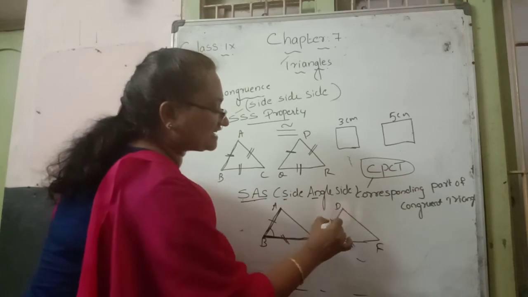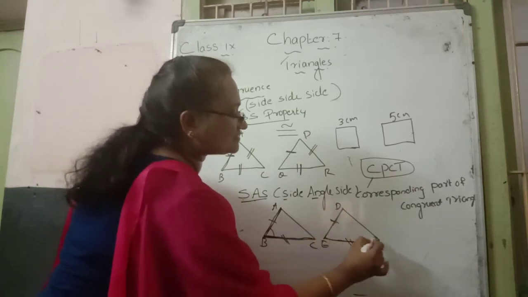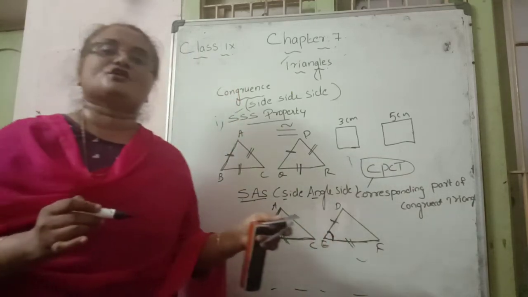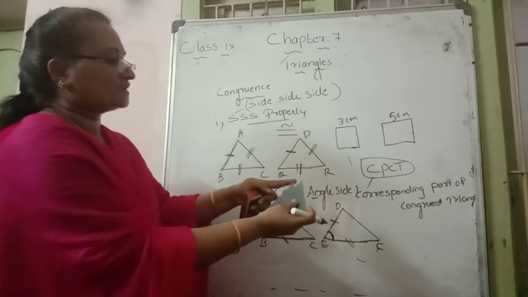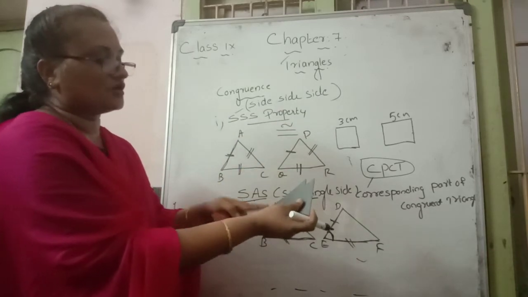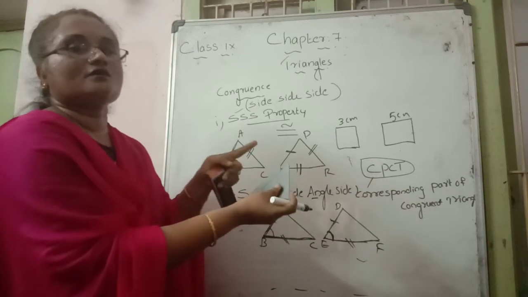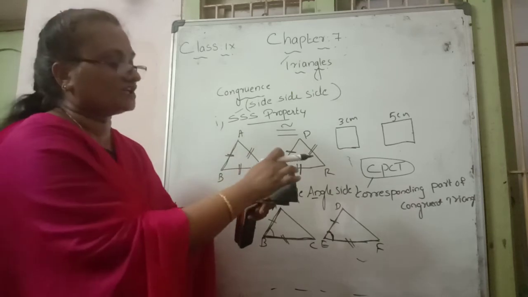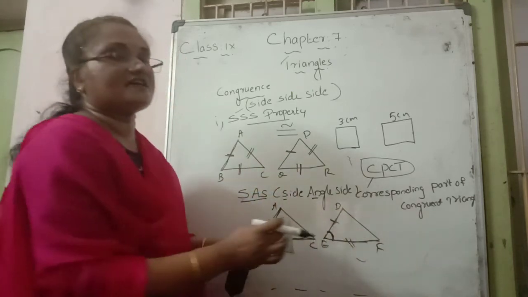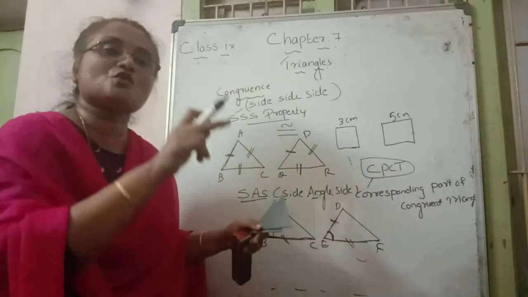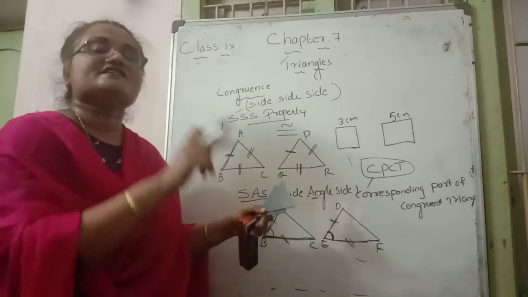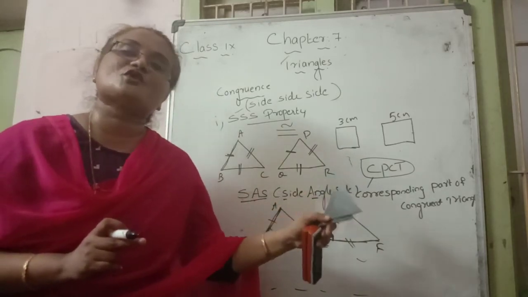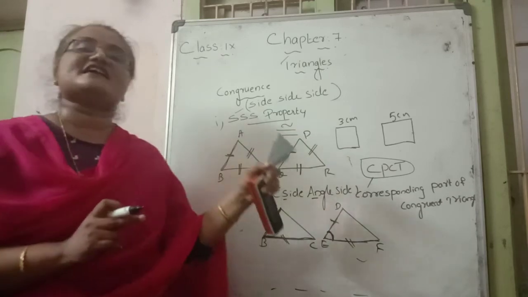With respect to the second triangle, sides DE and EF include which angle? Angle E is the included angle. That's why we can say two sides of the first triangle are equal to the corresponding two sides, and the included angles are equal. The word corresponding is important. Then we can say these two triangles are congruent, by which property? They satisfy the SAS property.